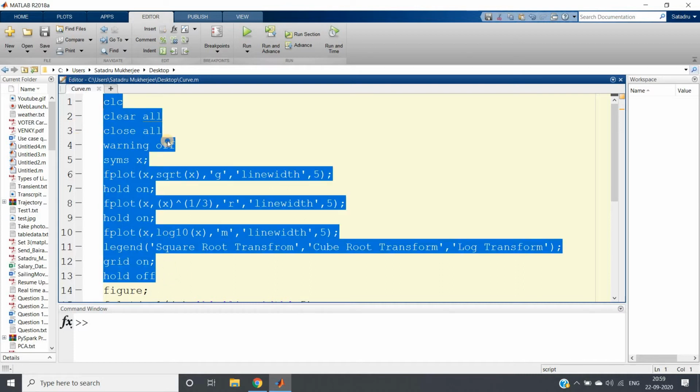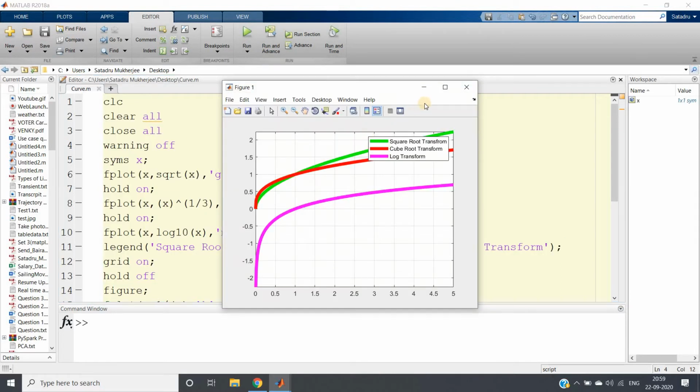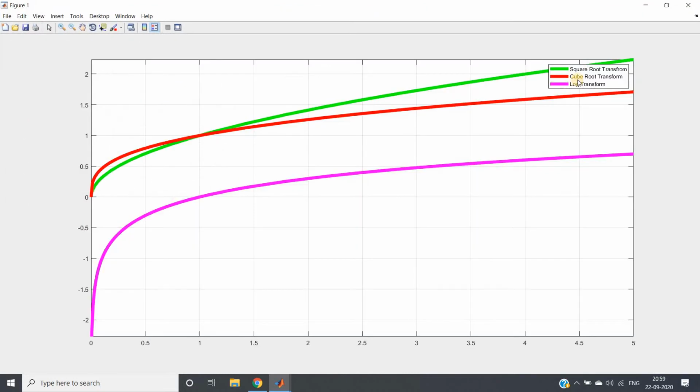So let me run this particular part of the code, and let's see what kind of graph we are getting. If you observe, we will be getting this kind of graph. So let me keep this here. Okay, cool. So what this graph signifies: this green one is nothing but the square root transformation, this red one is the cube root transformation, and this magenta color is the log transformation.